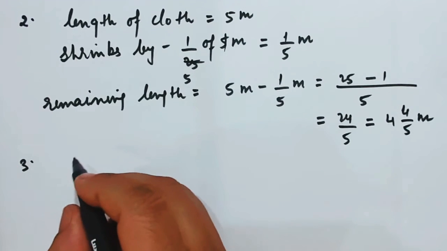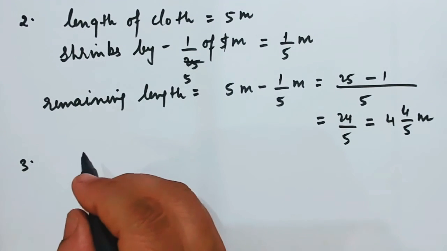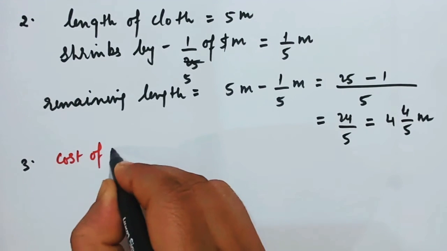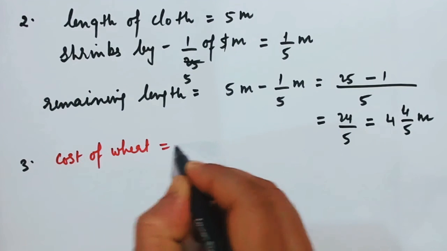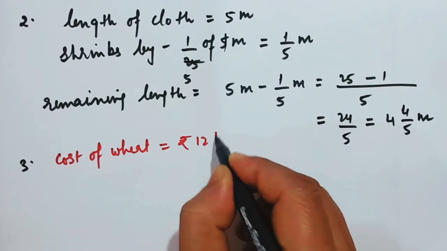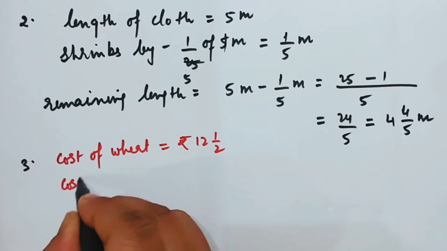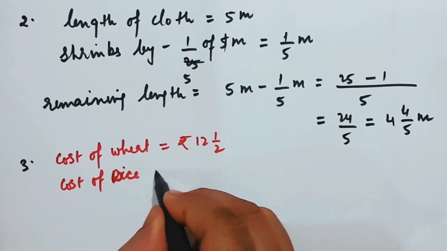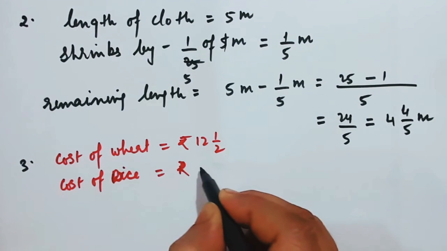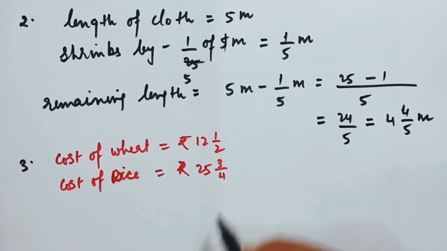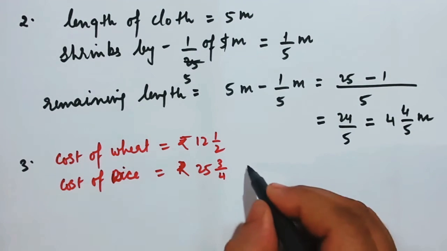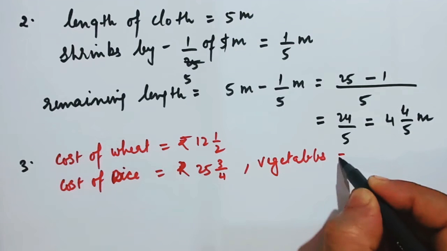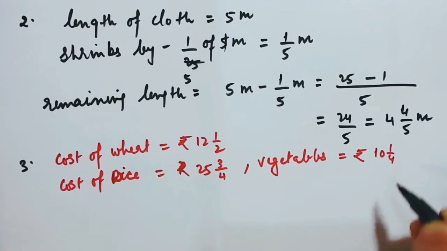So in number 3 they say that I bought wheat worth rupees 12 and a half. So cost of wheat is equal to rupees 12 and a half. Then they say that cost of rice is equal to rupees 25 3 by 4. Vegetables are also bought. What about vegetables? So vegetables were bought for rupees 10 1 by 4.